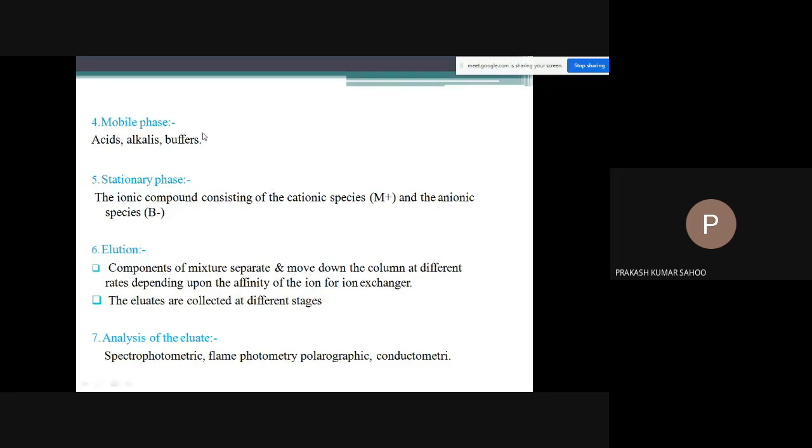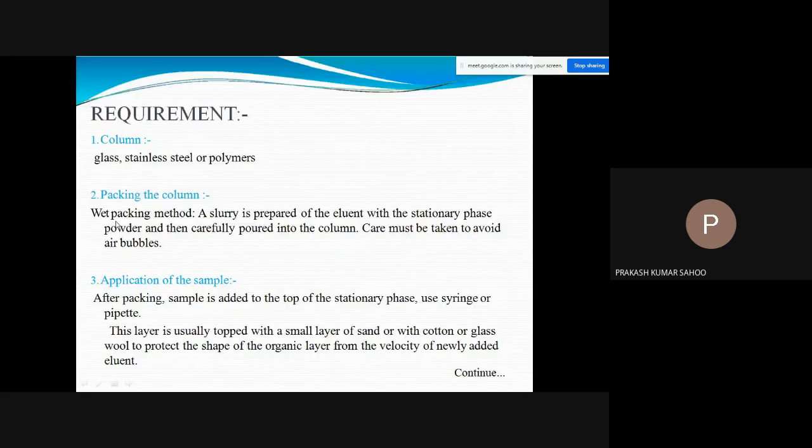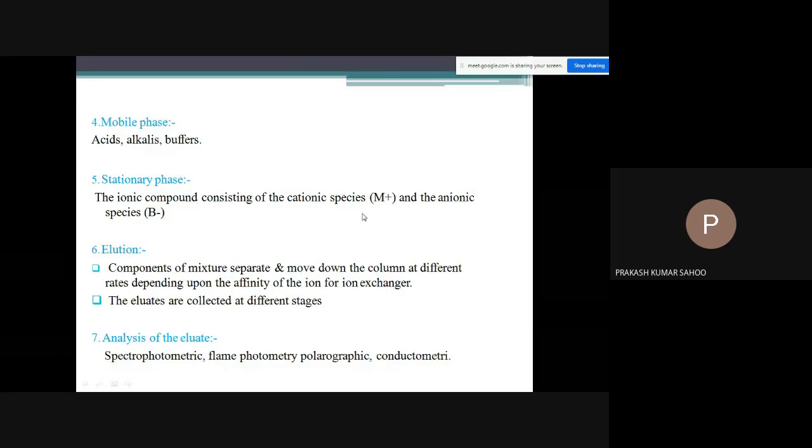So these are the mobile phases, that is the solvents we use on the basis of the sample, that is acid, alkali or copper solution. The stationary phase is an ionic compound consisting of a cation and anionic species B minus. In elution, components of the mixture separate and move down the column at different rates depending upon the affinity of ions for the ion exchanger. So elution depends on the affinity of the ion between the components of the mixture and the column. The eluents are collected at different stages. Analysis of the eluent is by spectroscopic method, flame photometry, polarography, conductivity.